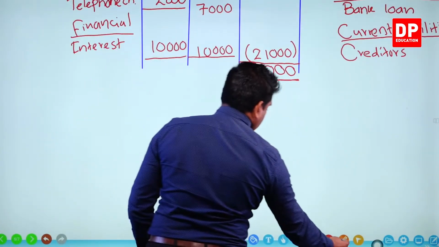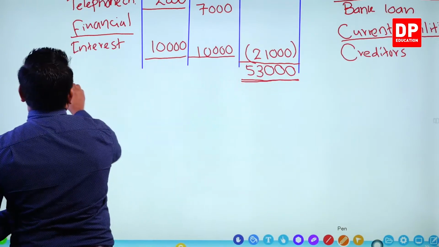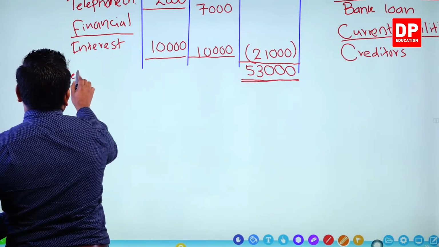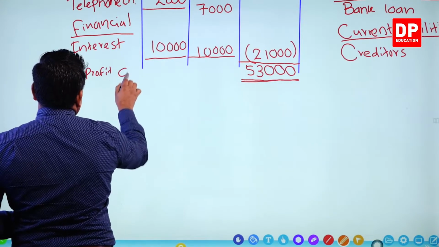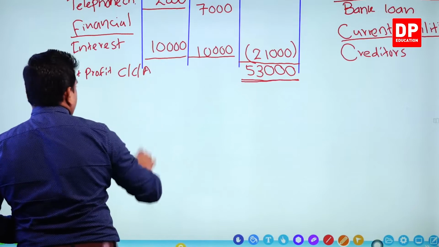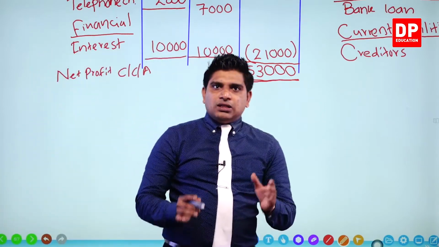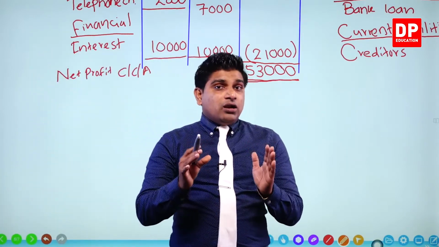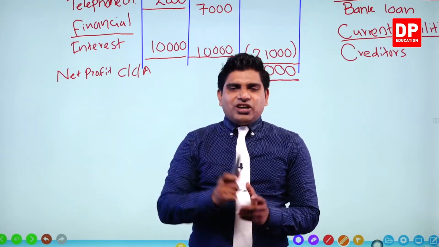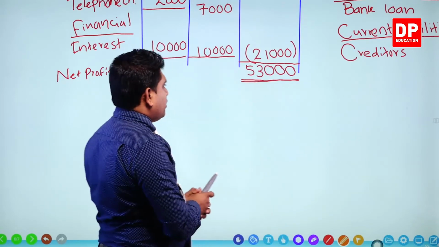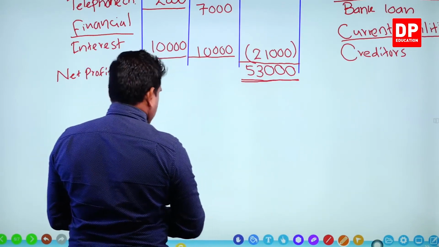Then here you write what? I think you remember now. Net profit carried to capital account. Remember in the marking scheme, it allows 1 or half mark only for these words, right? So you must write that: net profit carried to capital account. It is 53,000.